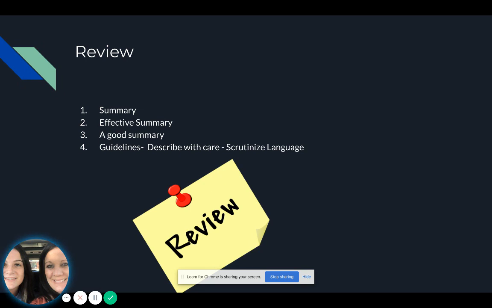guidelines, describing with care and scrutinizing the language. Remember that you're choosing words to summarize the data, and that those words will contain germs of ideas about what the subject means. And then scrutinize means that you're going to be looking at why you chose that specific word to focus on.